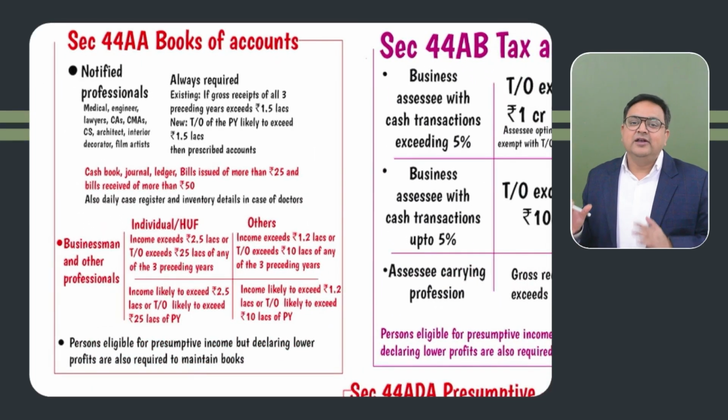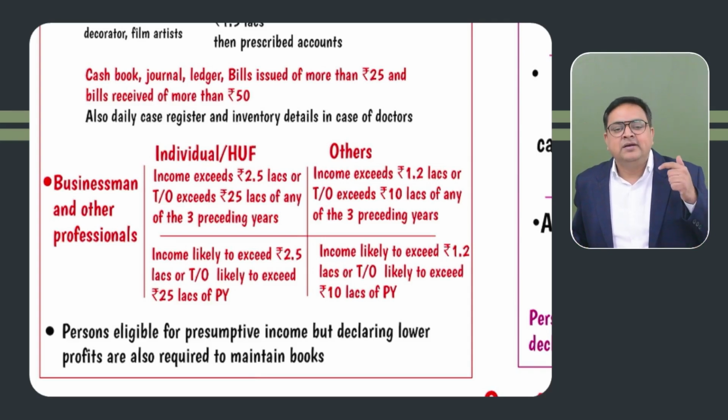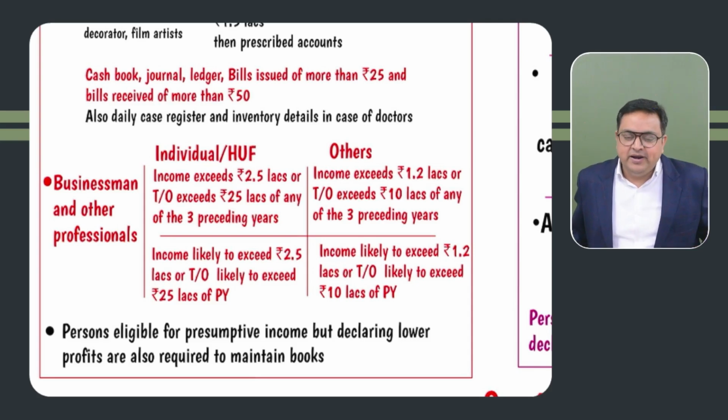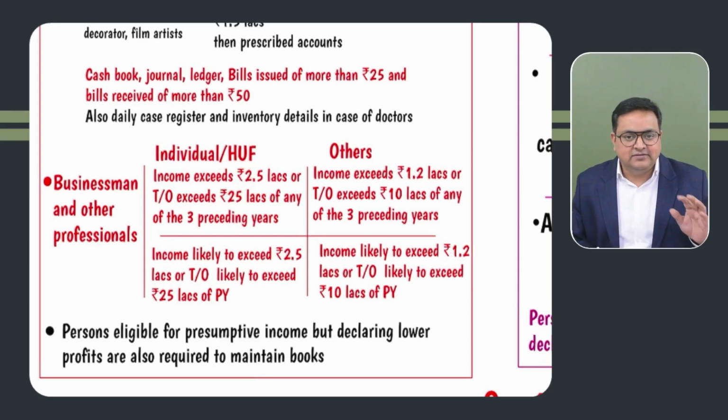Now, the second group is businesses or other professionals. So the persons who are carrying on business or other profession, if their income or their turnover is not that much, they are not required to maintain the books of accounts. But if their income exceeds a certain limit or their turnover exceeds a certain limit, they are required to maintain the books of accounts. So if they are individual or HUF, their income exceeds 2.5 lakh rupees. For individual or HUF, 2.5 lakh rupees income. For others, it is 1.2 lakh income, right? So for individual or HUF, if the income exceeds 2.5 lakh in any of the last 3 years, got it? Any of the last 3 years, then they are required to maintain the books of accounts.